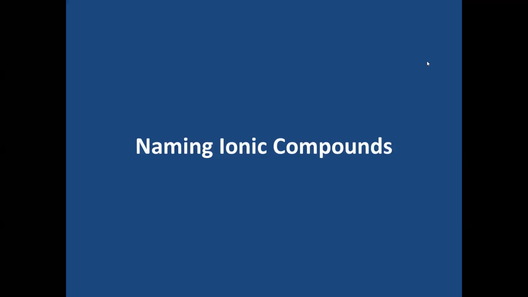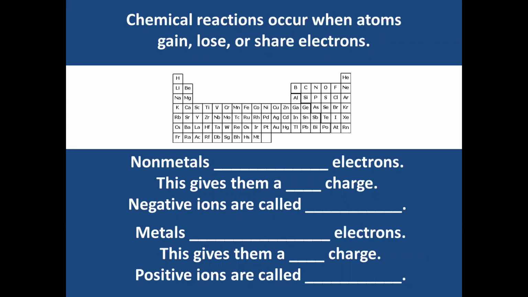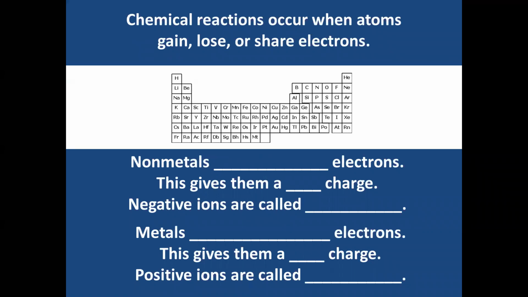So this is part one of our naming compounds series, and it is going to be on naming ionic compounds. The first thing to know when you're naming your compounds is which one you have. So chemical reactions occur when we gain, lose, or share electrons.